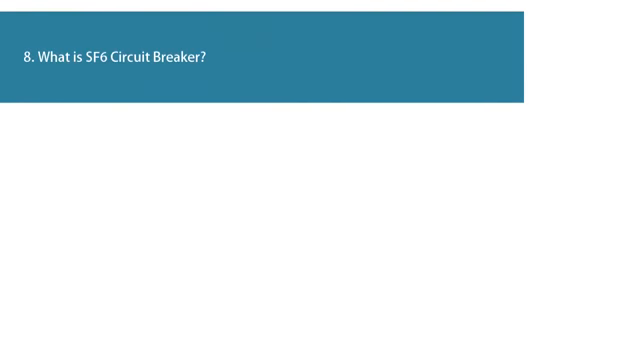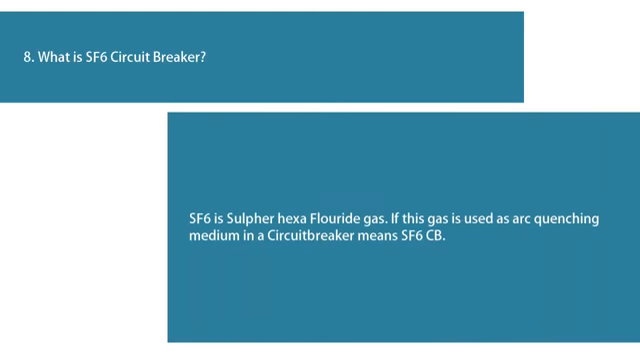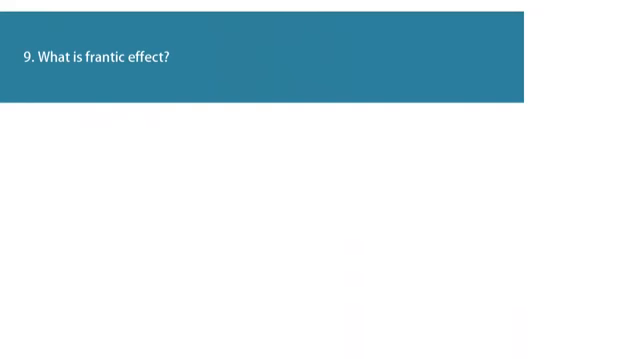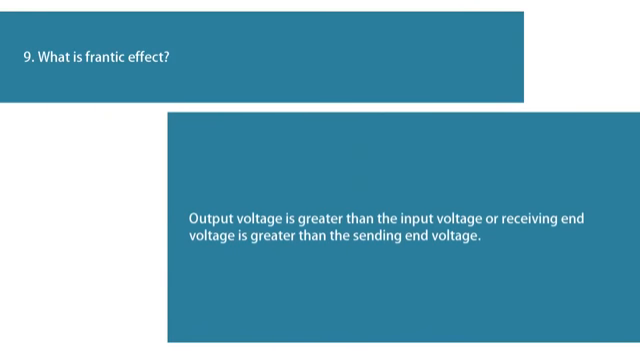8. What is SF6 circuit breaker? SF6 is sulfur hexafluoride gas. If this gas is used as arc quenching medium in a circuit breaker, it means SF6 CB. 9. What is Ferranti effect? Output voltage is greater than the input voltage, or receiving end voltage is greater than the sending end voltage.